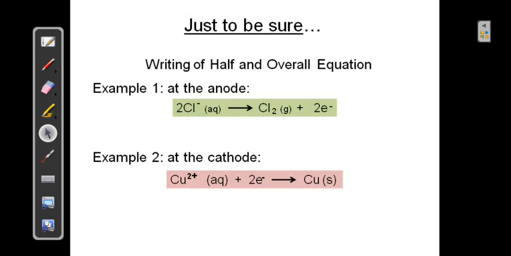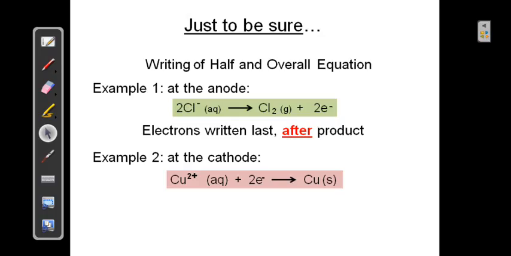Now this you have to be very concerned and very sure and conscious about, so that when you write, you will write correctly, especially at the anode. Remember, at the anode, the electron must be written last, whereas at the cathode, the electron is written before the product.